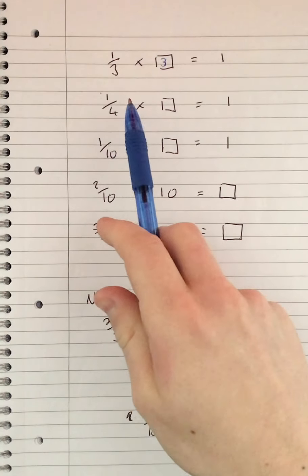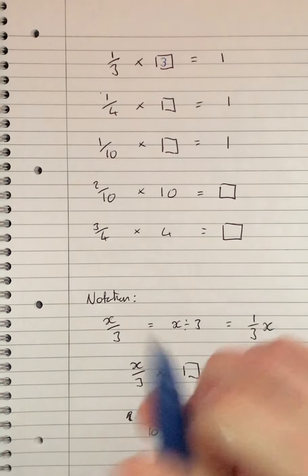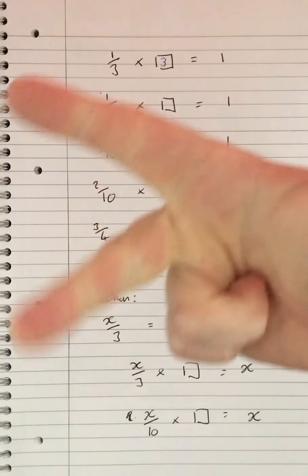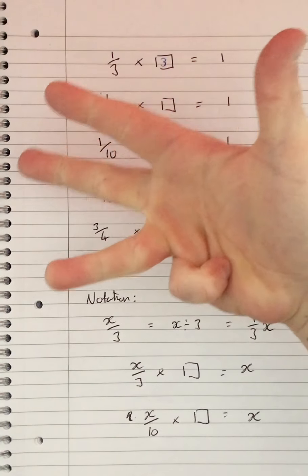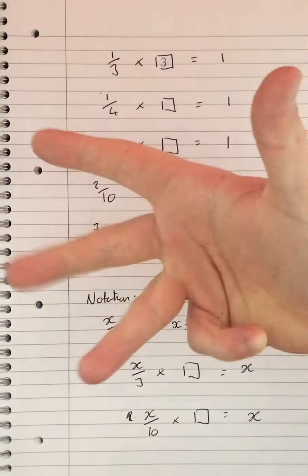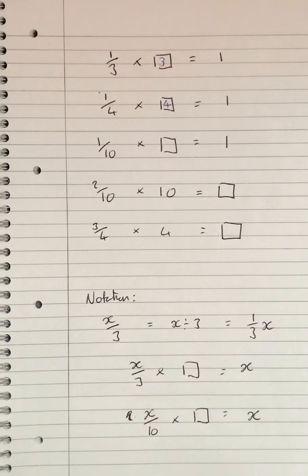What would we multiply a quarter by to make a whole one? Again, we can count it up. Some of you will already know, but 1/4, 2/4, 3/4, 4/4, and I'm going to stop there because 4/4, 4 out of 4, is a whole one. It's the whole thing. So we'd have to multiply a quarter by 4 to get to a whole one.